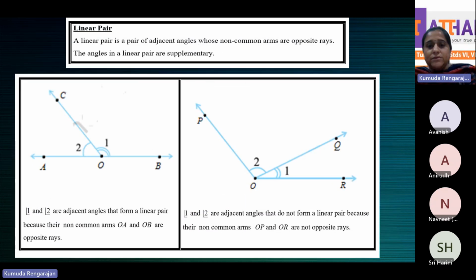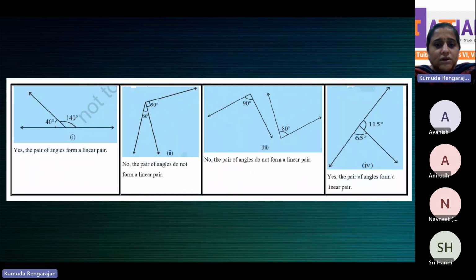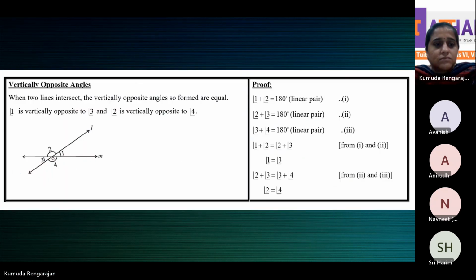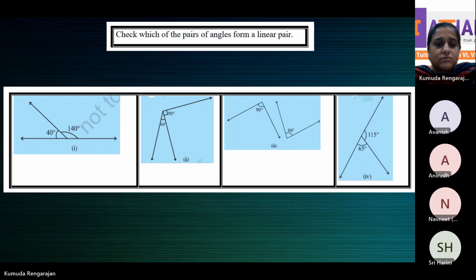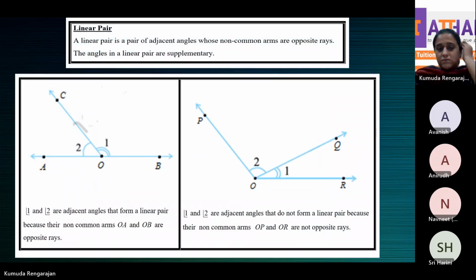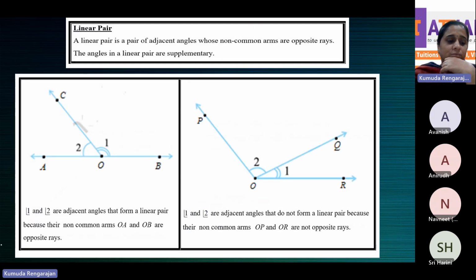Yes. Now coming to linear pair. So now what do we mean by linear pair of angles? What do we mean by linear pair of angles? Ma'am, can I say? No, I'm going to tell you.